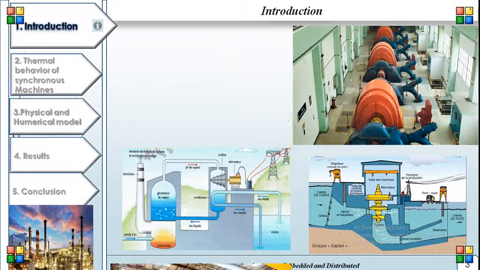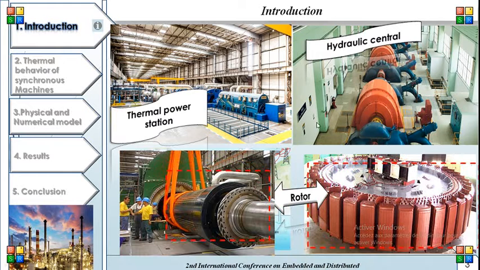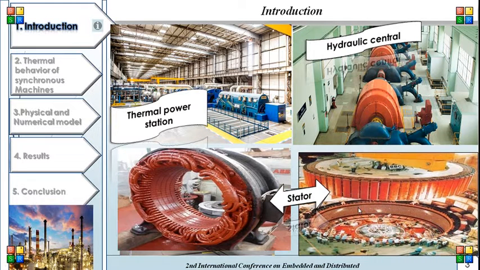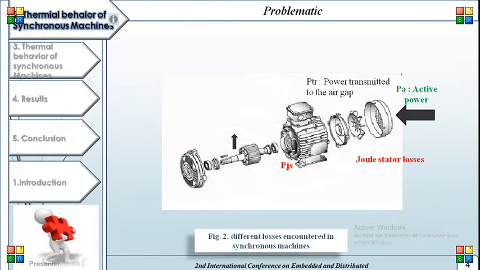Electrical motors and alternators are machines used to generate electrical or mechanical energy in many industrial applications like thermal power station and hydraulic central. So the synchronous machine consists of the rotor and stator separated by an air gap. The stator is the fixed part of the alternator and is made up of a magnetic circuit and windings, and the rotor is the rotating part. So the design of these machines is a multi-phase physics problem comprising electromagnetic, thermal and structural design.